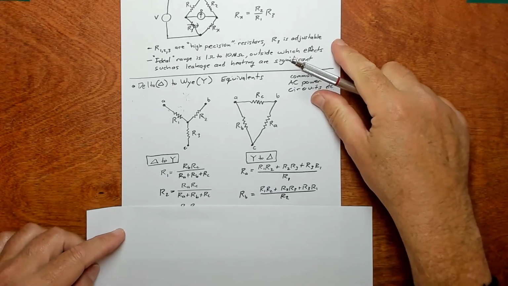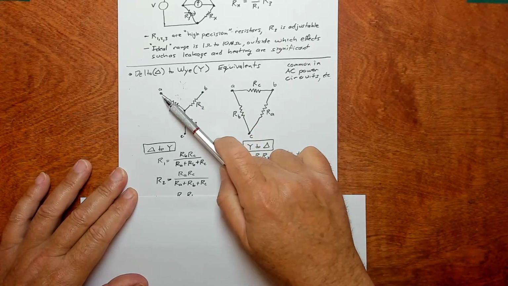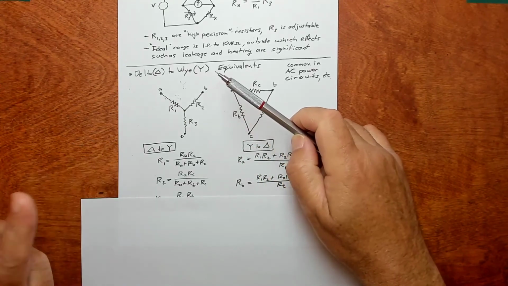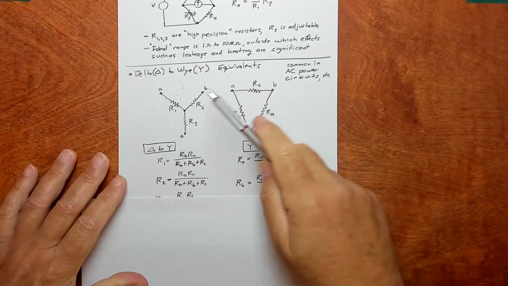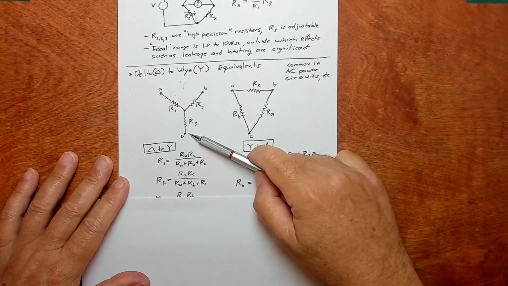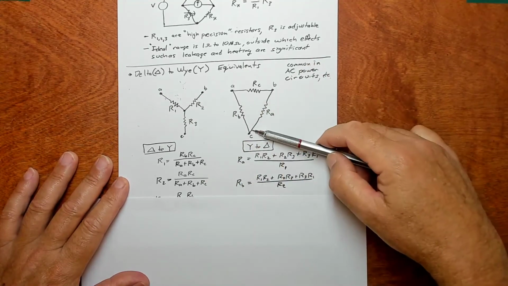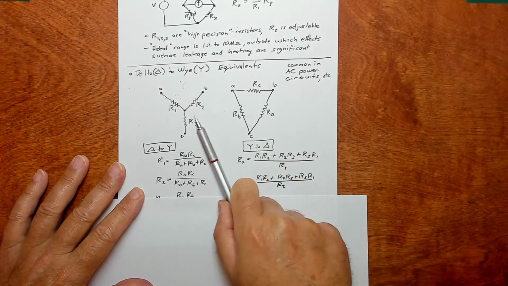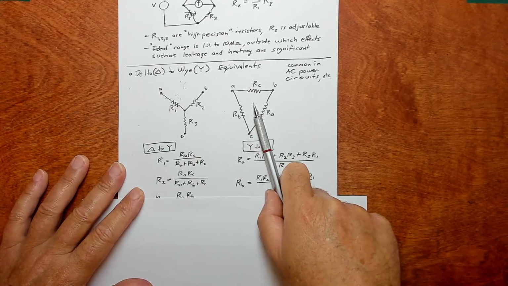The last thing is delta to Y and Y to delta equivalence. So let's say you have three nodes, A, B, and C. You can connect those three nodes with three resistors in two different ways, right? You can connect the three resistors in a Y configuration like this, or in a delta configuration like this. You can transform back and forth between these. That's useful for circuit simplification.